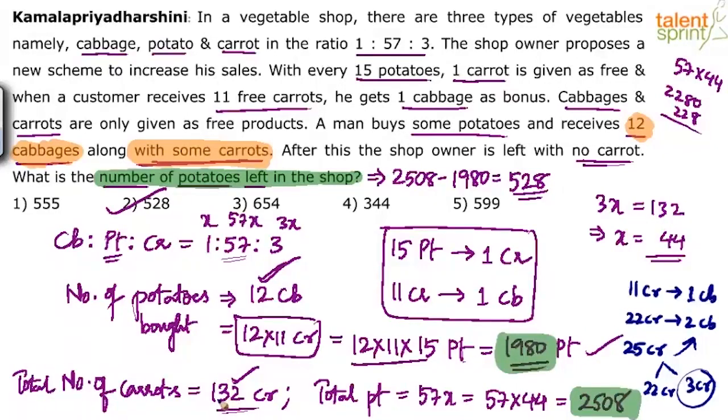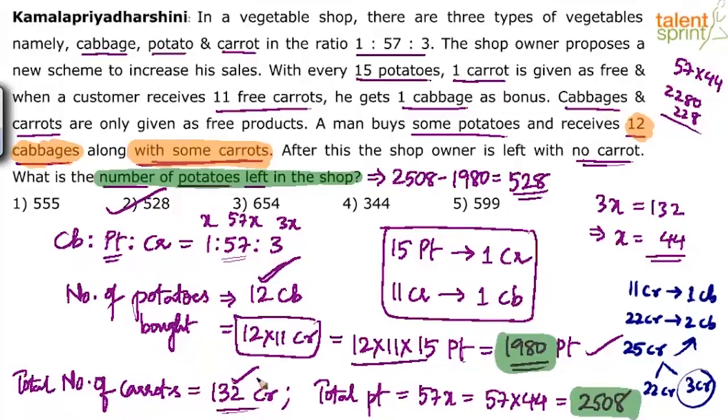What we have done in the solution is, we have only considered the number of carrots that he will carry with him to be a multiple of 11. But it is possible that the man actually got 135 carrots. Out of this 135, for 132 carrots, he has got 12 cabbages. But for the remaining 3 carrots, he won't get a cabbage.